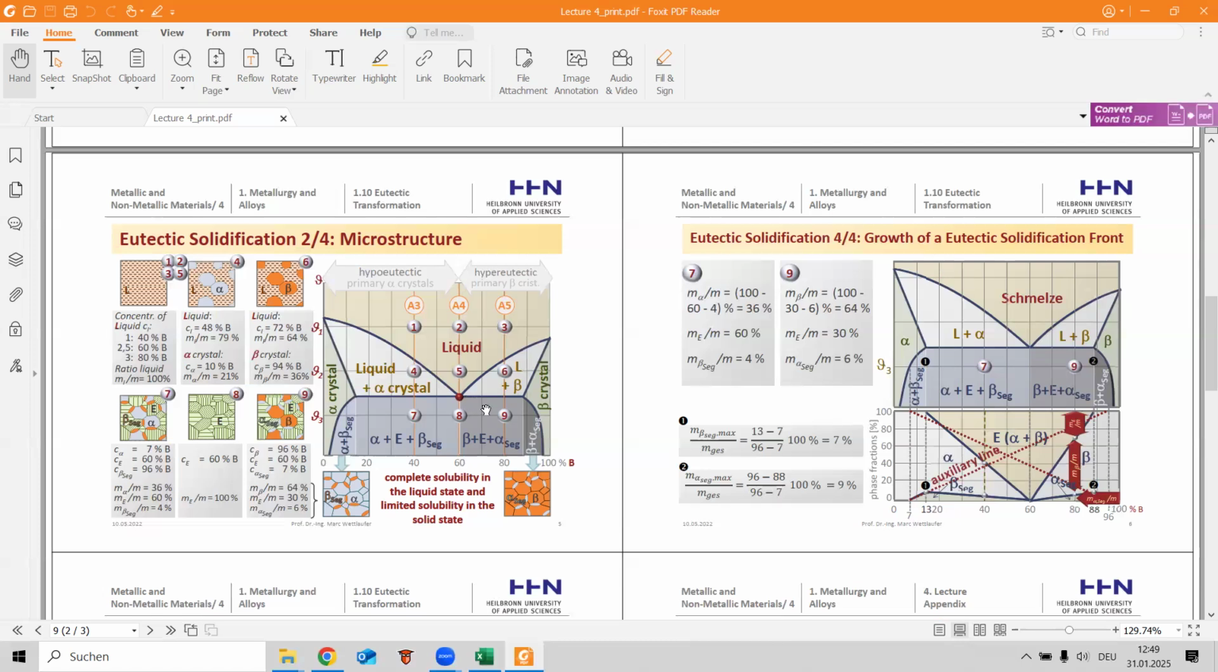And this happens at the eutectic temperature and eutectic concentration. So complete solubility in the liquid state and limited solubility in the solid state. So before this eutectic point, we have hypoeutectic, primarily alpha crystals, and after this point, we have hypereutectic, so primarily beta crystals.